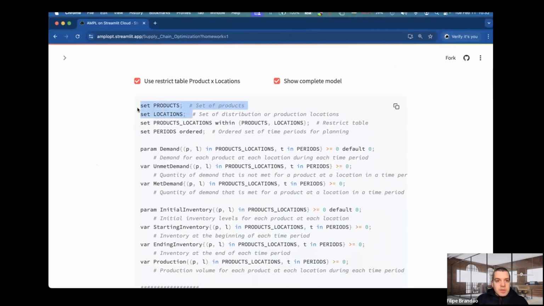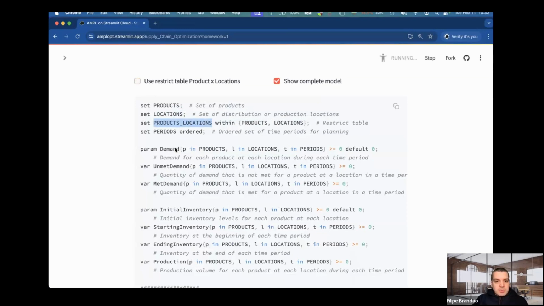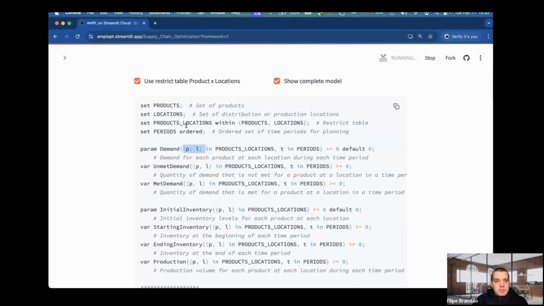So in AMPL for this, we use sets. Sets can also be combined. For instance, products locations. Here we have a set products locations that is going to have just the valid pairs. This is a restricted table because demand is a parameter indexed over products, locations, and periods, but not necessarily for every pair. So we can have a set of valid pairs and then use it this way. So demand is then over the valid pairs of product locations and periods.